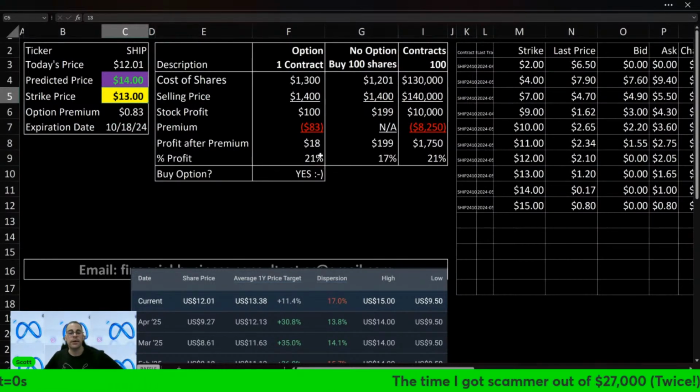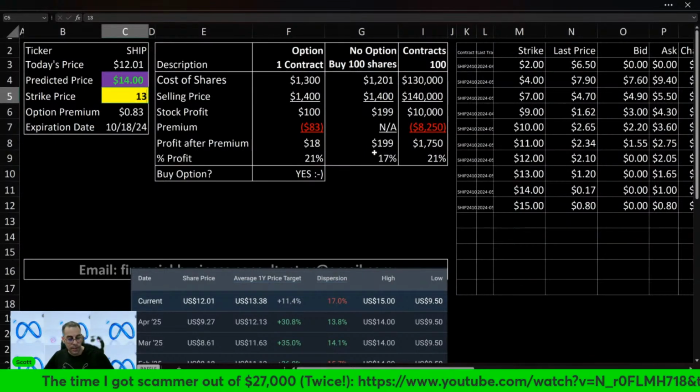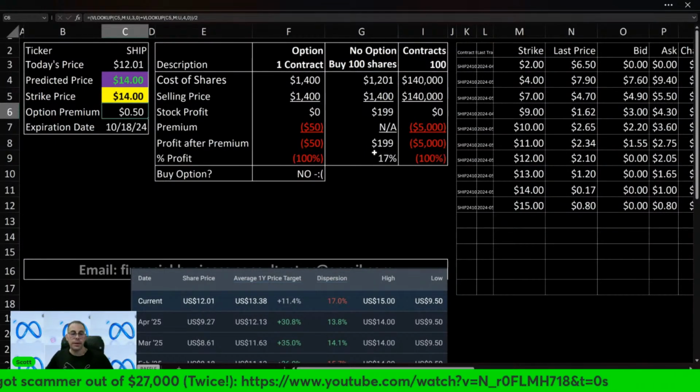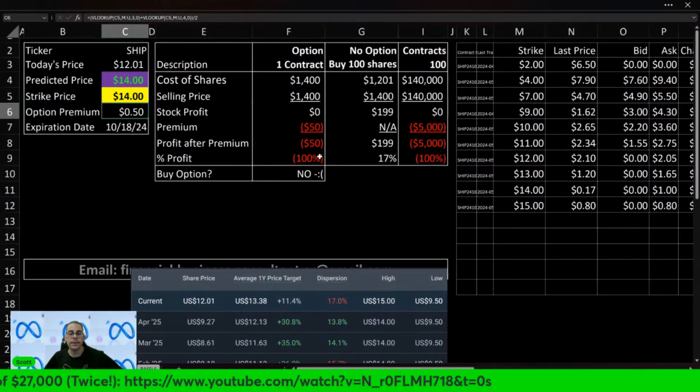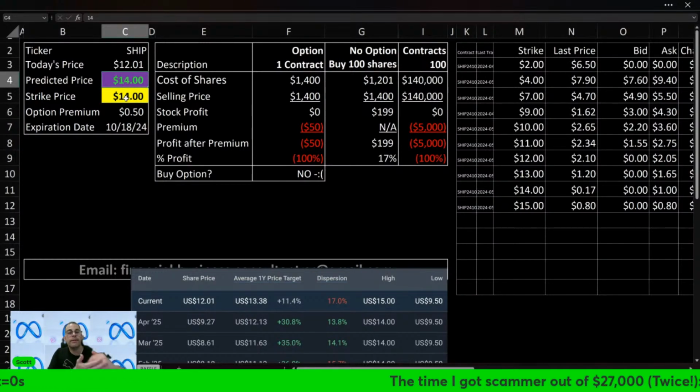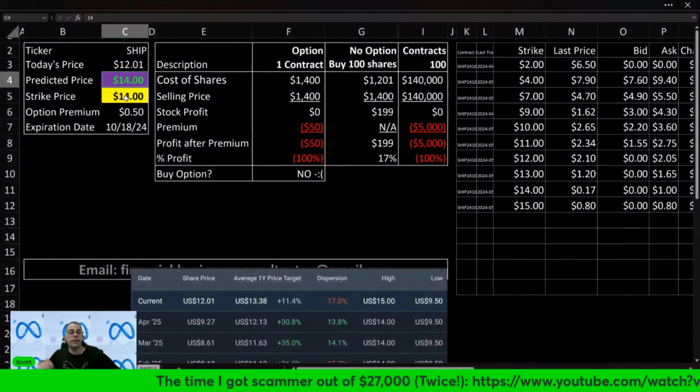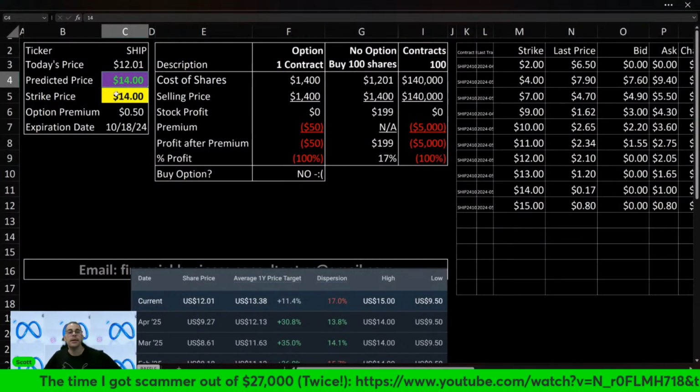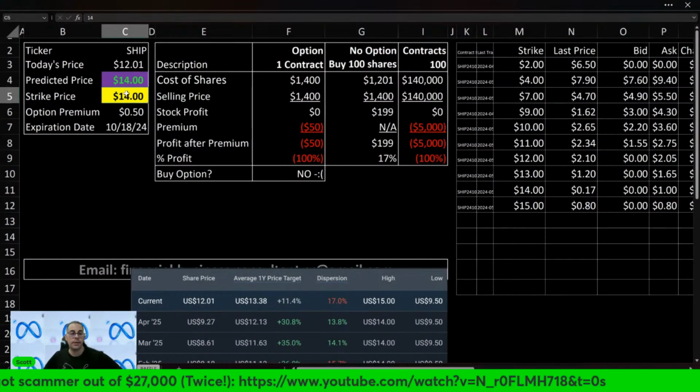Yes, because your return is higher than buying it outright. How about the $14 option? No. Because with the $14 option, that's your predicted stock price, $14. So if it hits our prediction, we're going to lose money because that's our strike. It has to break through $14.